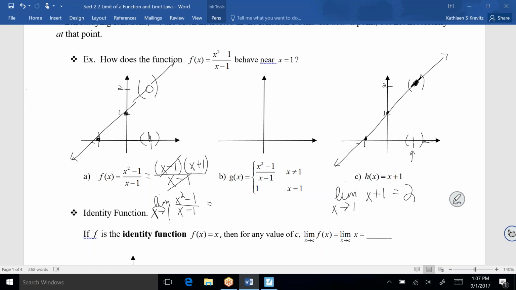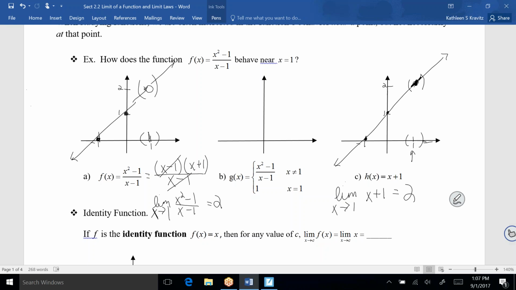So this one still is going to be getting close to 2. The y values, for example, if we're looking at 1.01 or 0.999, those y values are still going to be close to 2. So we're still going to say that the limit of x squared minus 1 over x minus 1 is going to be equal to 2.